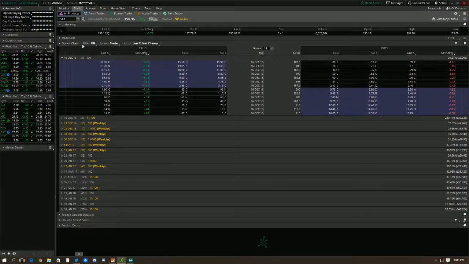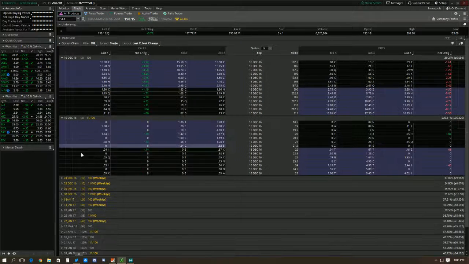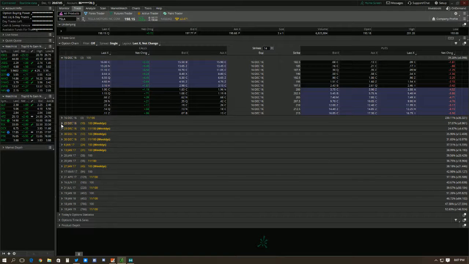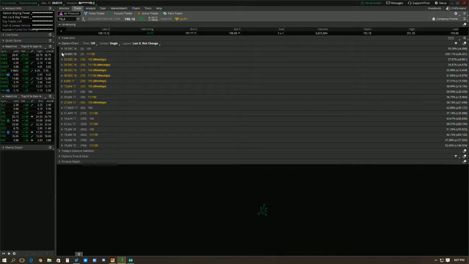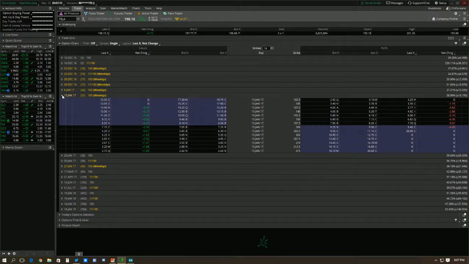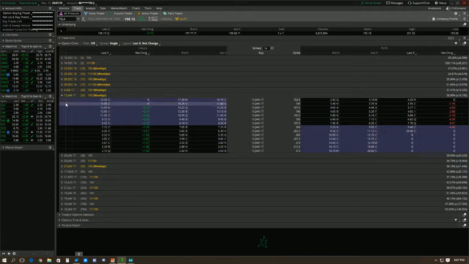Now remember, the more time you buy, the more expensive they're going to be. They're going to be more expensive when you get more time. Remember, they have to make these cheaper, the weeklies and stuff like that, because they're a little more risky. So just look at it as like, the further out in time you go, you're giving yourself more time, but you're going to have to pay for that time. You're getting more time for that stock to make that move.